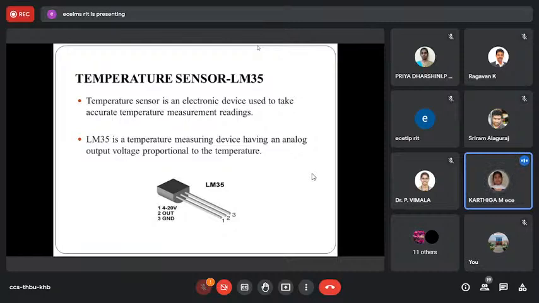It has three pins in the LM35. The first pin refers to voltage, the second pin is the output voltage, and the third one is ground.